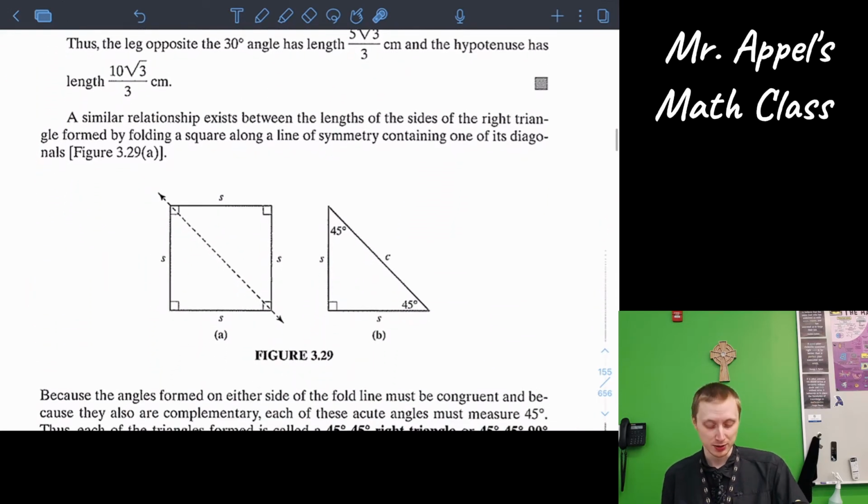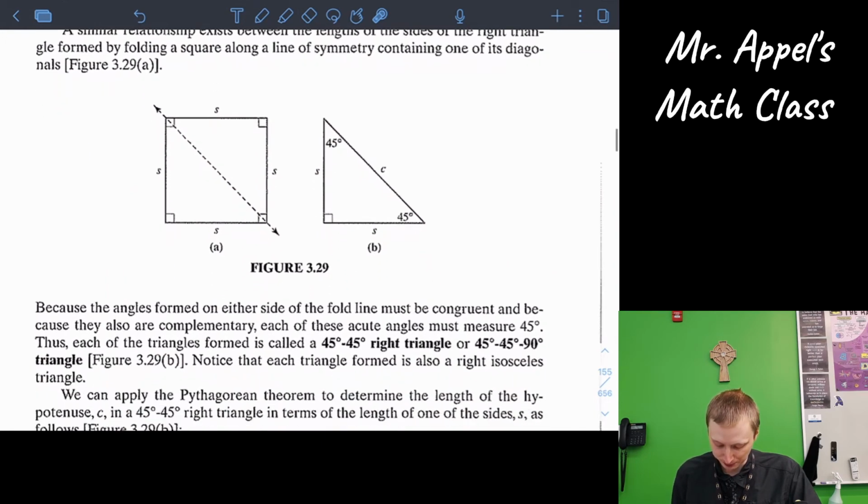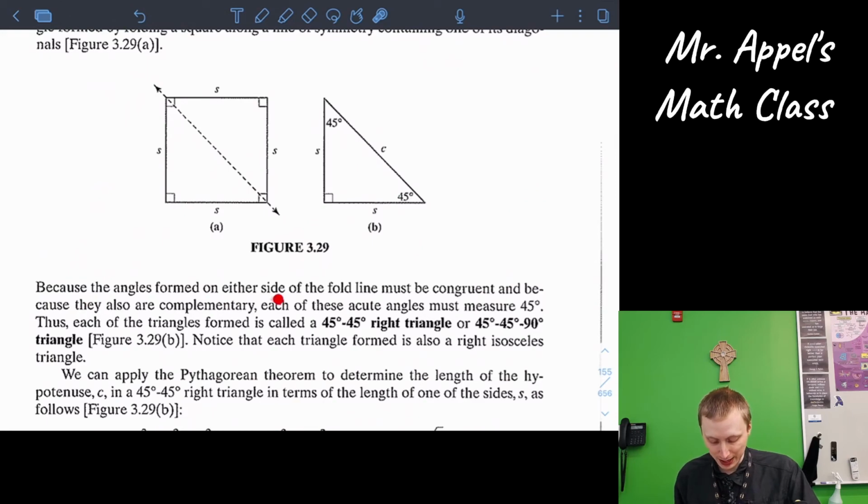Now, for the other special right triangle. A similar relationship exists between the lengths of the sides of the right triangle formed by folding a square along a line of symmetry containing one of its diagonals. Okay? So if we take a square and fold it in half diagonally, we get this lovely symmetric triangle here. Because the angles formed on either side of the fold line must be congruent, and because they also are complementary, we know that each of these acute angles must measure 45 degrees. Thus, each of the triangles formed is called a 45-45 right triangle or a 45-45-90 triangle.